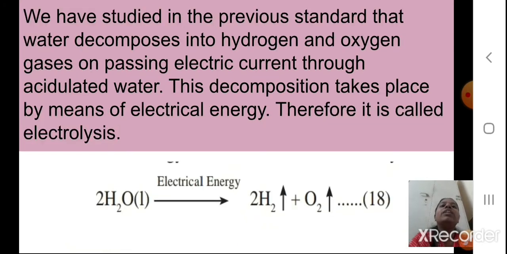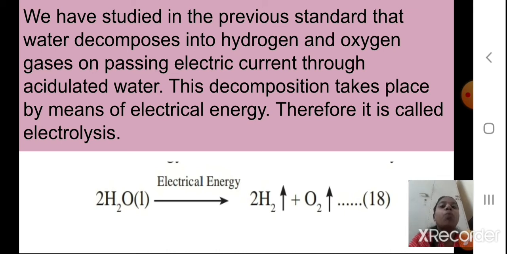Okay, now the next part is we are going to see the electrolysis of water, which you have already studied. Okay, now we have studied in the previous standard that water decomposes into hydrogen and oxygen gases on passing electric current through acidulated water. This decomposition takes place by means of electrical energy. Therefore, this is called electrolysis. Okay students, you have studied this before also.